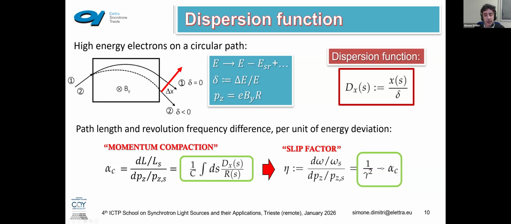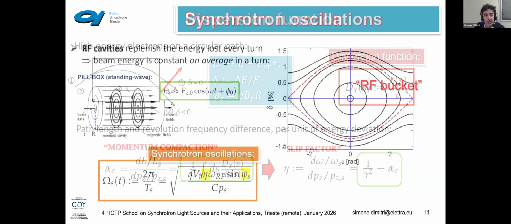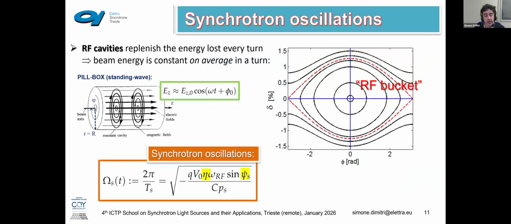Now, what is the relevance of this slip factor? Clearly, it's coupling longitudinal dynamics, the longitudinal momentum, and horizontal motion, so excursion in the bending plane, which is the horizontal one. And this enters into the determination of the longitudinal dynamics.